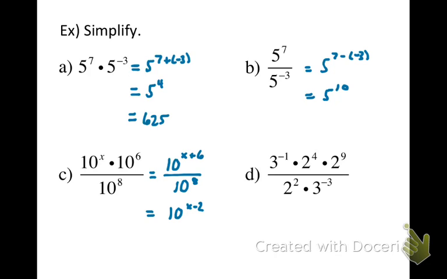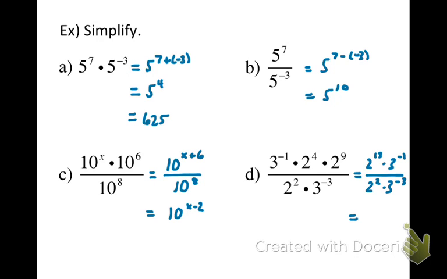Now, last example here. You're going to see in the numerator, first of all, I do have 3 powers that I'm multiplying, but only 2 of them have the same base. And so what I can do is take those 2 that have the same base and add their exponents. I can make that 2 to the 13th power, and then I can't really do anything with the 3 to the negative 1st power for right now. And in the denominator, neither one of those powers have the same base, so we'll leave that alone.